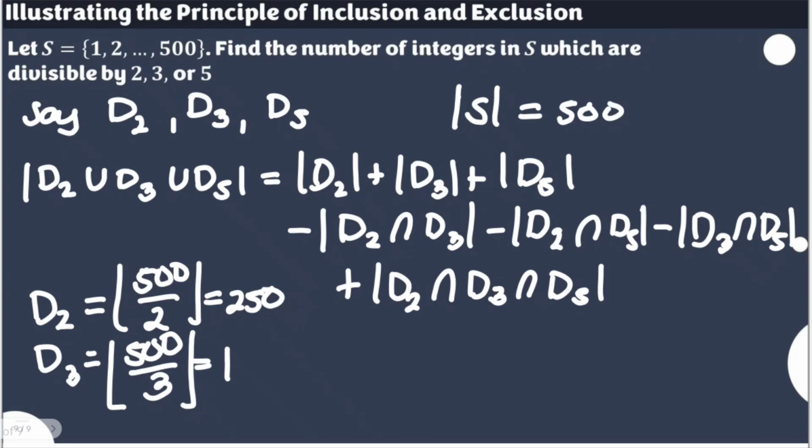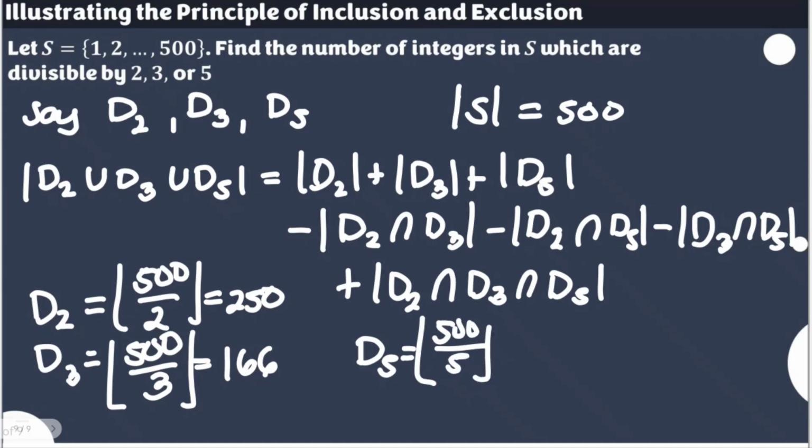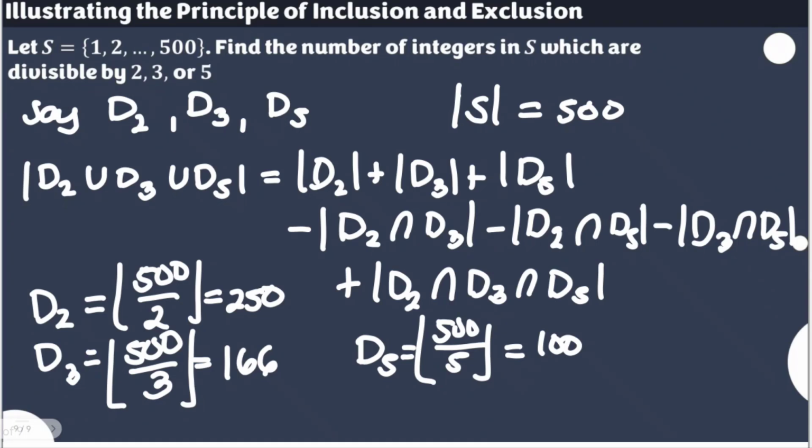That's why we have here 166 instead of 166.67. Then for our d sub 5, you have here 500 divided by 5. Even if it's exact, let's just simply use the floor. We'll get 100. So basically, we are done with these three.